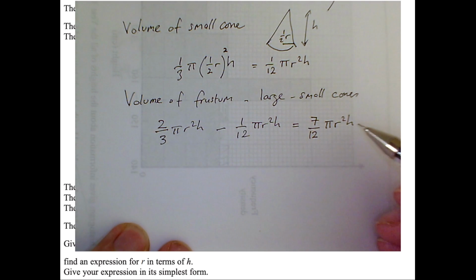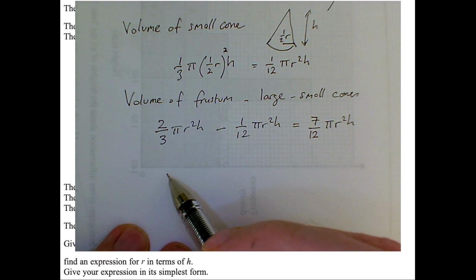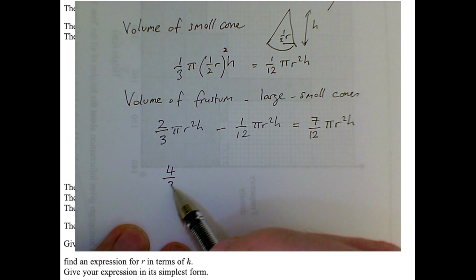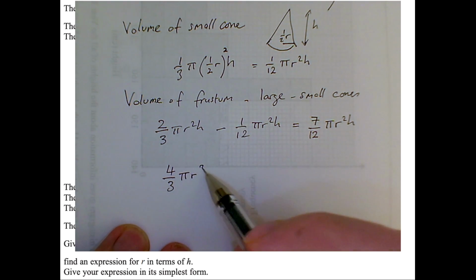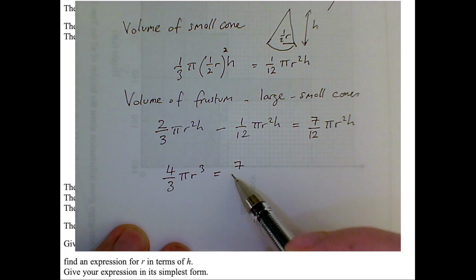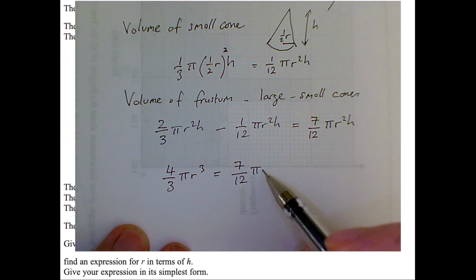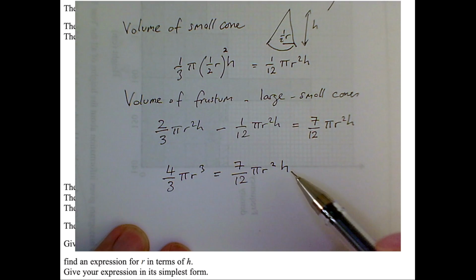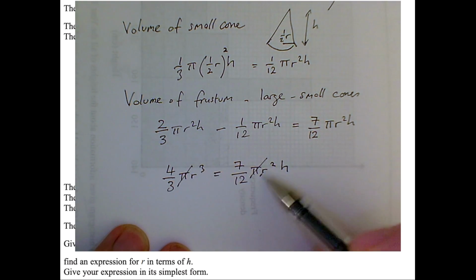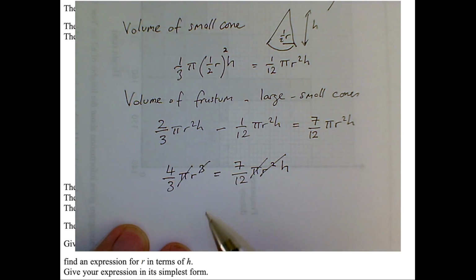Now we're told the volume of the frustum is the same as the volume of the sphere. So here's my sphere, 4/3 pi r cubed, that's the sphere, of course, equals 7/12 pi r squared h. I can see the pi cancels on both sides. Also, I can cancel an r squared on both sides, leaving me with 4/3 r equals 7/12 h. So if I divide both sides by 4/3, I get r in terms of h. So 7/12 h divided by 4/3.